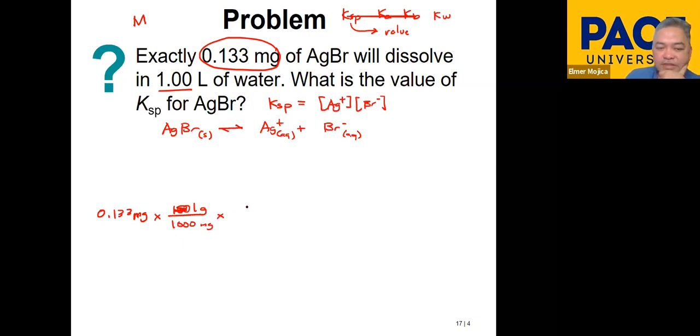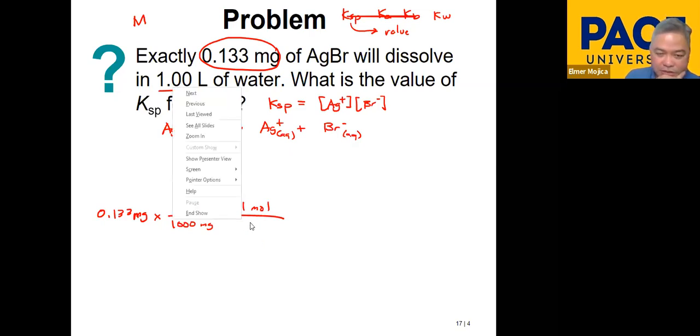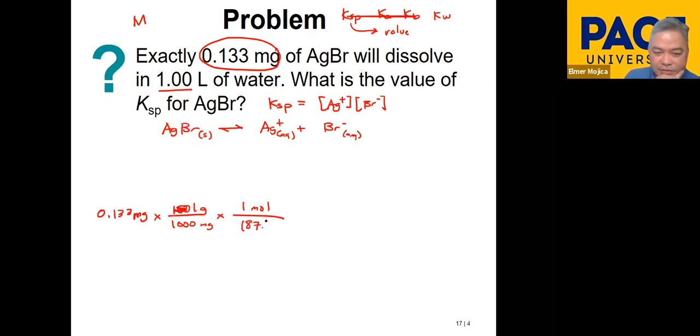Okay, and then for every 1 mole, I have the molar mass of my silver bromide, which I could give here as 187.77. So if you're going to have this, I can cancel this out. I can cancel this out, giving me the moles. And since I use 1 liter, I can get it as moles per liter. So what's the number that I have here?